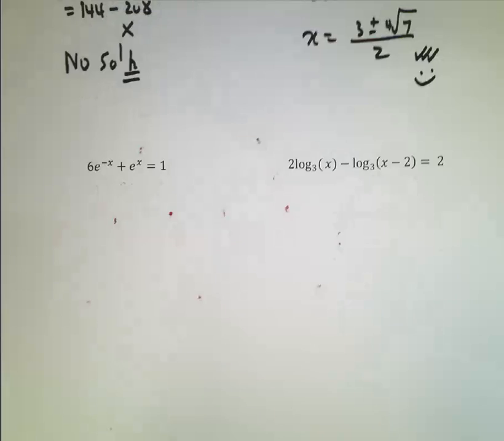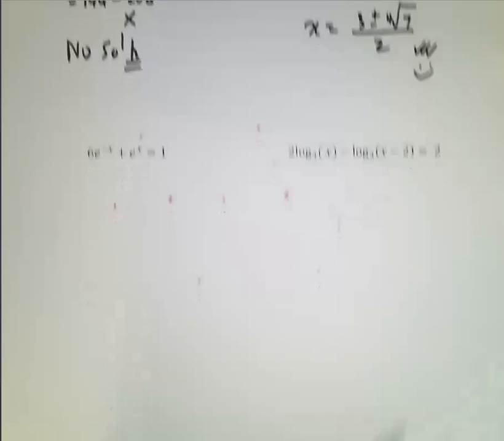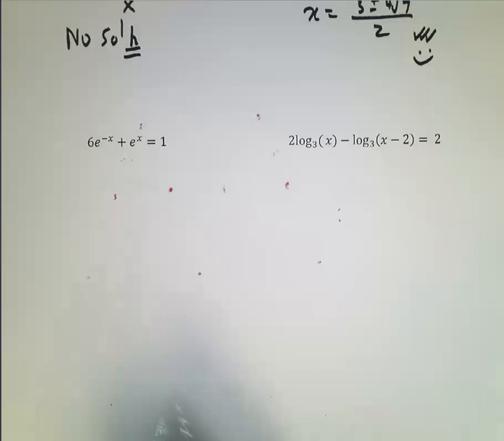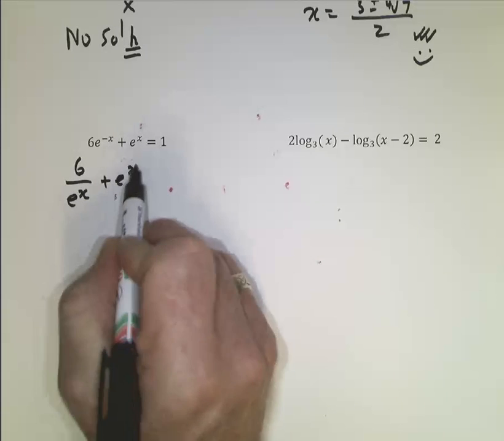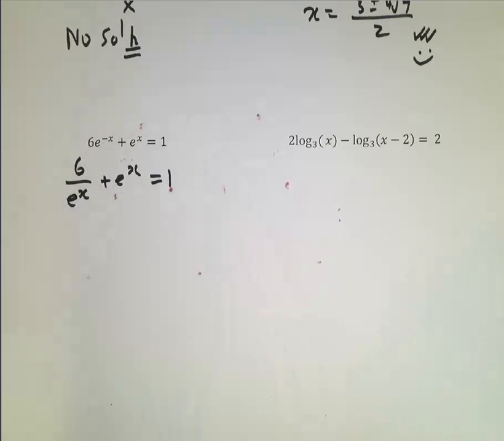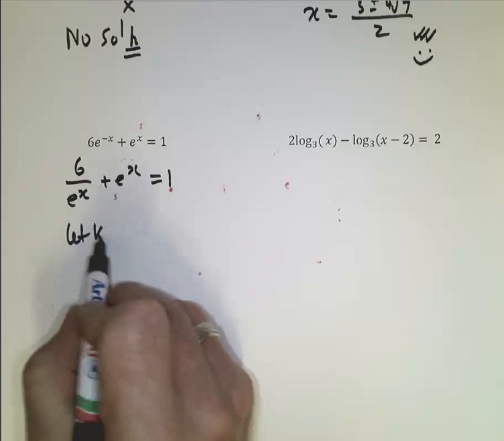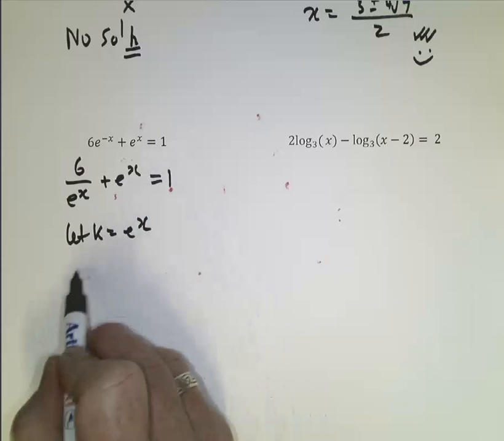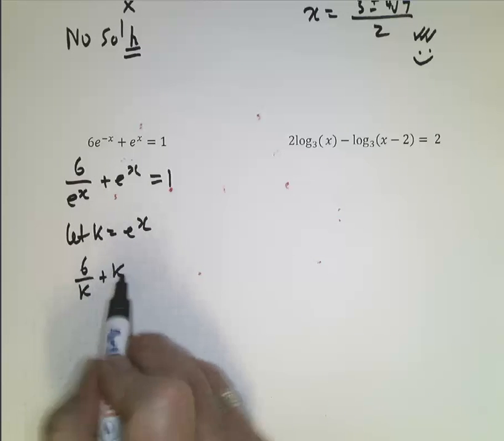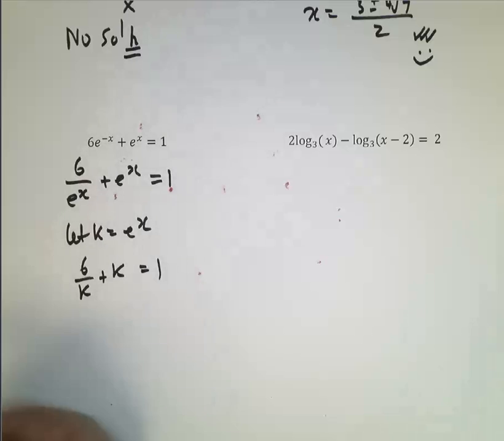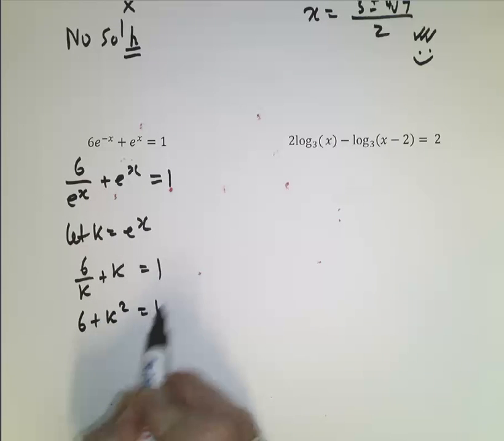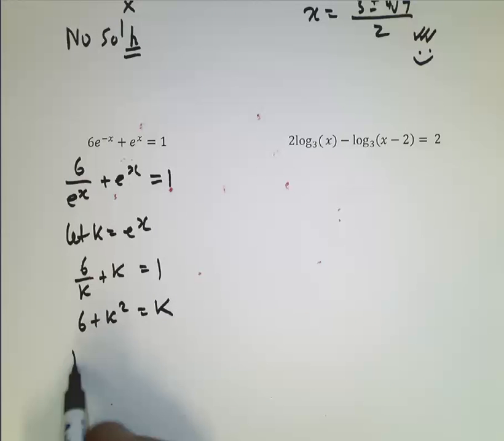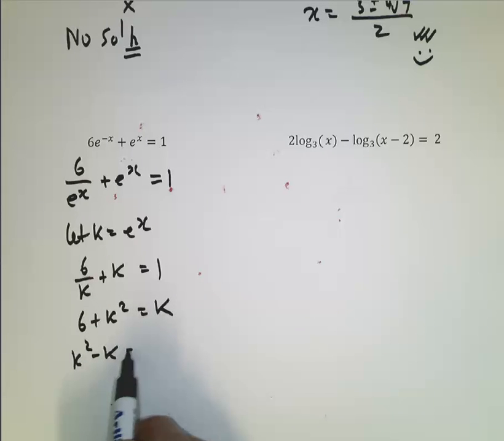In question 3, that's a surd question. I can turn that into a quadratic. 6 on e to the x plus e to the x plus 1 equals 1. I'm going to let k equal e to the x. 6 on k plus k equals 1. Multiply everything by k. 6 plus k squared equals k. Move the k over. k squared minus k plus 6 equals 0.